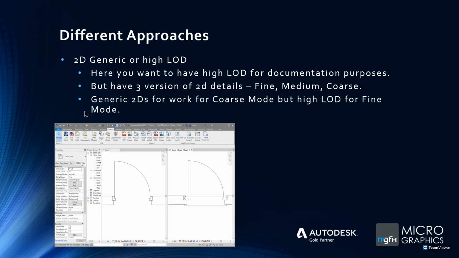All right, then looking at the 2D equivalent. Now, obviously, you have a 3D model family or content. You'll have an equivalent 2D layer within that family. Now, that could also be generic or could also be high level of detail. Now, again, you can use that high level of detail to create documentation for the builder, etc. So you perhaps want the high level of detail.